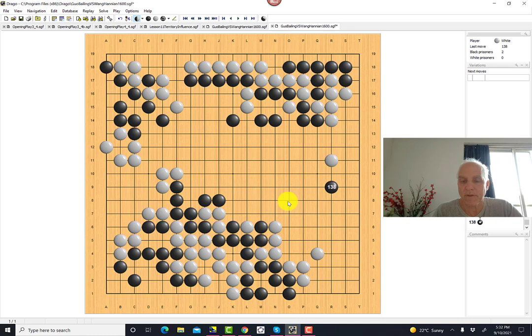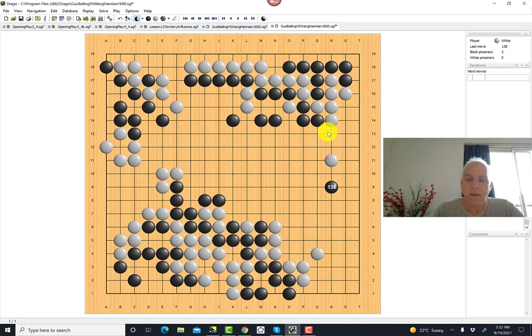If white actually plays here, what happens? I guess black can play here. That looks, yeah, that captures those stones. Okay, so yes, indeed. Black does not have to play an extra move there, and black has time to invade here.